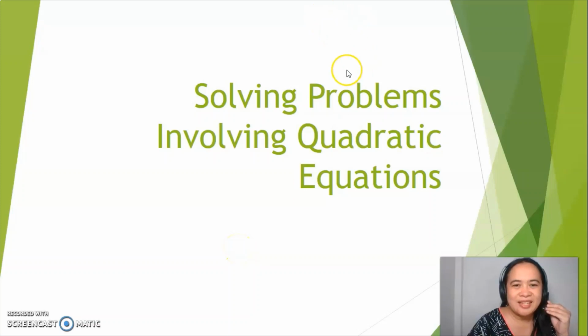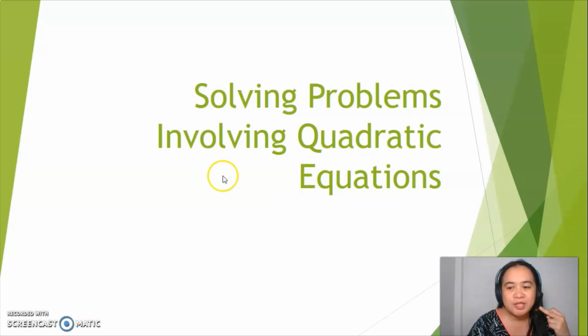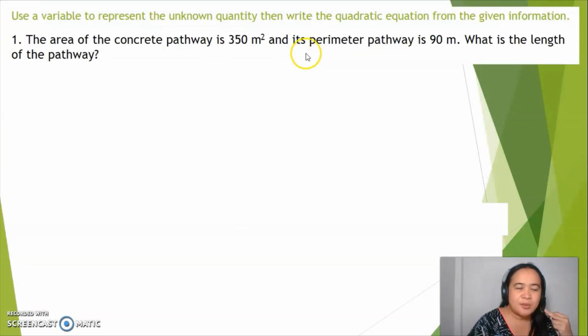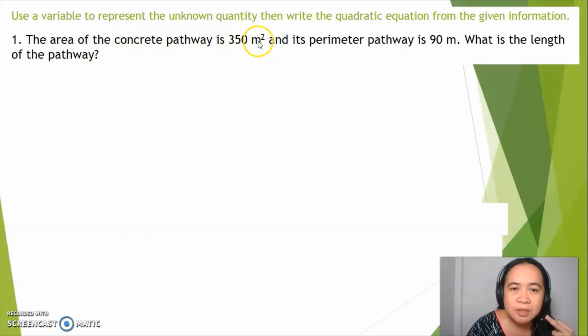Hello everyone. In this video, we will be solving problems involving quadratic equations. To begin with, let's have this one. Rewrite or translate this to a quadratic equation. The area of the concrete pathway is 350 meters squared and its perimeter is 90 meters. What is the length of the pathway?